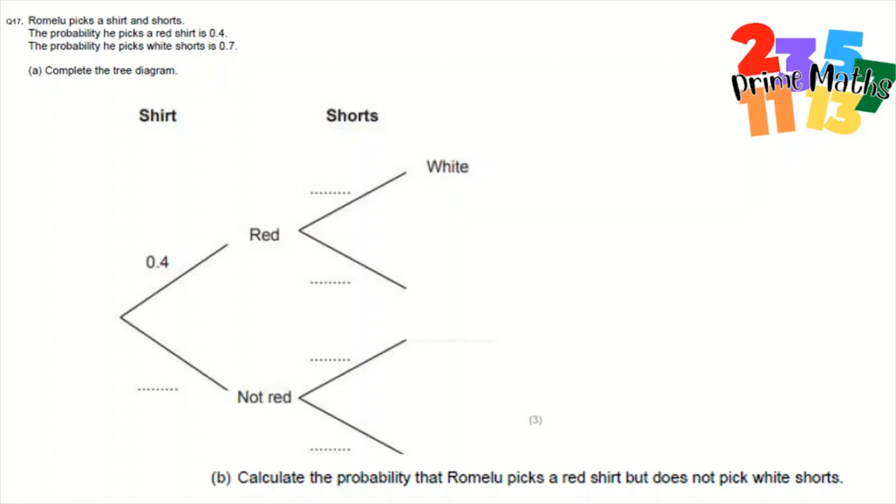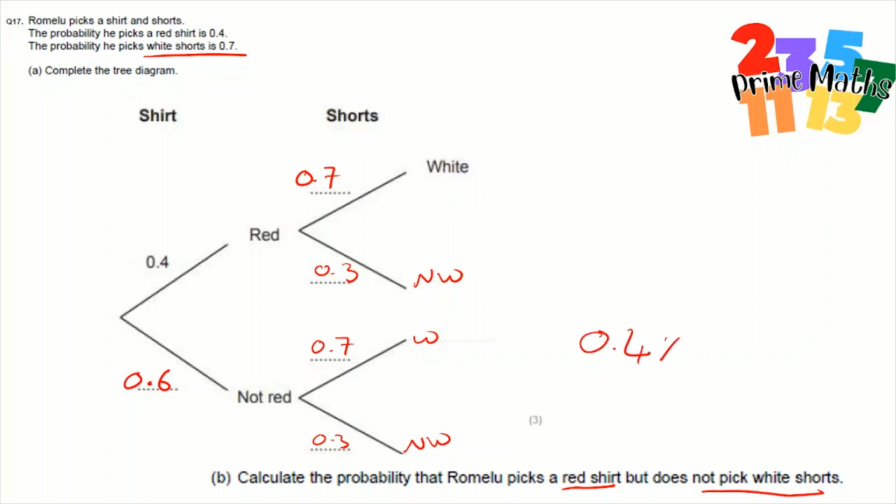The probability of picking a red shirt is 0.4, so not a red shirt is 0.6. The probability he picks white shorts is 0.7, so not white shorts is 0.3. It wants the probability that he picks a red shirt but not white shorts. The probability he picks a red shirt is 0.3, and the probability he doesn't pick white shorts is 0.3. Multiplying those together gives us the probability of 0.12.